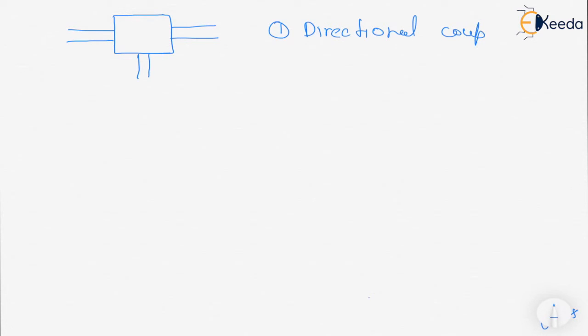We can draw from here. This is one port, this is two port, this is three port. If we can draw another port. So the examples of multi-port network are, first one is directional coupler and second one is circulator. We do not need to discuss the multi-port network here because it's not in our syllabus. Okay, so we have to focus on two-port network.